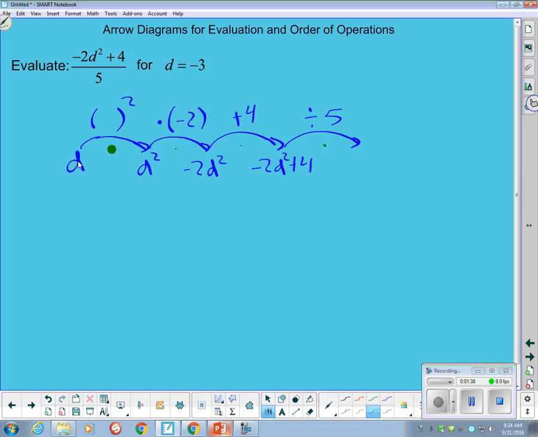I know on this problem in particular, in a traditional case, a lot of my kids would do -2 times -3 and get a 6 before they then squared that and added 4 and divided by 5. And so they would get 36 plus 4 is 40 over 5, and they would evaluate this as an 8. Not an uncommon mistake to see along the way there.